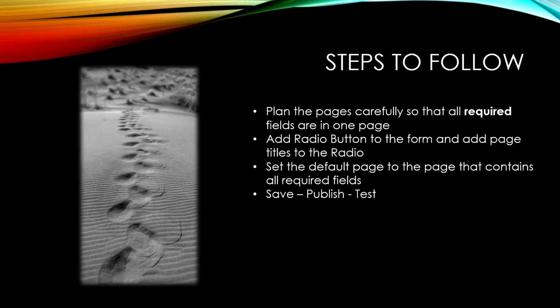To do that, here is a process. First, we need to plan it carefully. Keep it in mind, we need to keep all the required fields in one page. This is important. It doesn't mean that if you don't do that, the solution will not work, but if you don't follow this basic rule, users will be quite confused. Next step, we add radio button to the form and add the page titles to the radio group. Then we set the default page to the page that contains all the required fields. And finally, we save, publish, and test. So let's start the work.